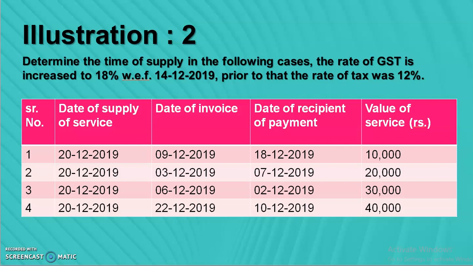Now on your screen, you can see illustration 2, and illustration 2 reads as, determine the time of supply in the following cases. The rate of GST is increased to 18% with effect from 14/12/2019. Prior to that, the rate of tax was 12%. So students, now we will analyze the first 2 lines.